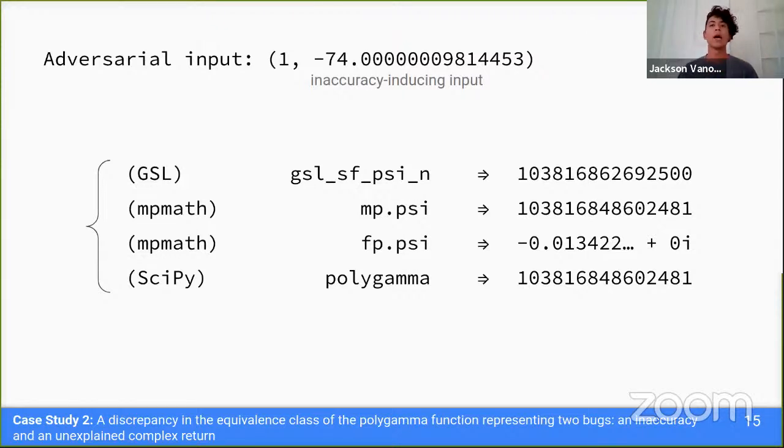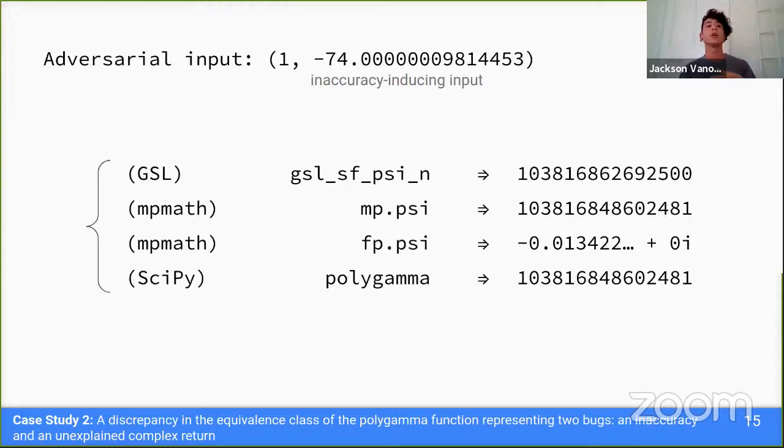equivalence class, we actually observed a second discrepancy that arose between the two NPMath implementations of the polygamma function, one of which inexplicably returns a complex number. So this in particular is a case where a single discrepancy represented multiple bugs, but also a case in which the fix is not so obvious.